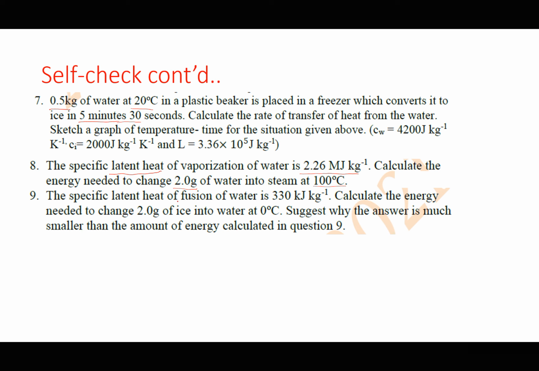The specific latent heat of fusion of water is 330 kilojoules per kilogram. Calculate the energy needed to change 2 grams of ice into water at 0 degrees Celsius. Suggest why the answer is much smaller than the amount of energy calculated in question 8, not in question 9. So we have also explained this in one of the lessons.